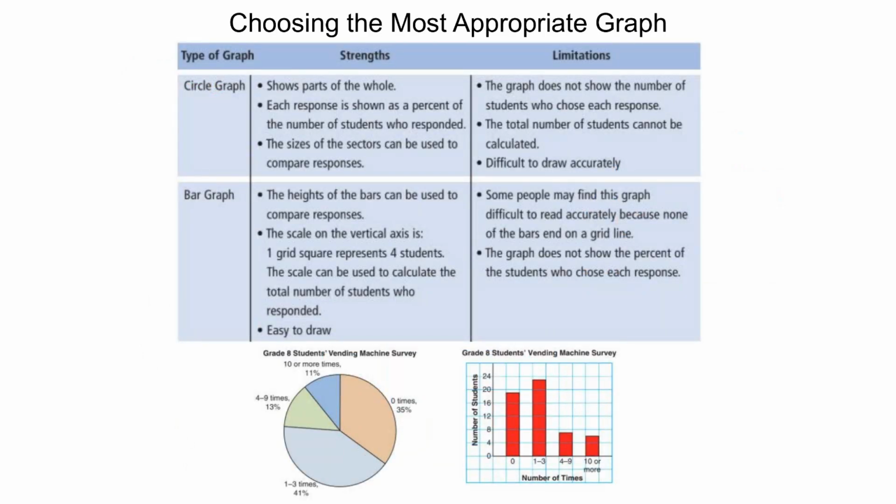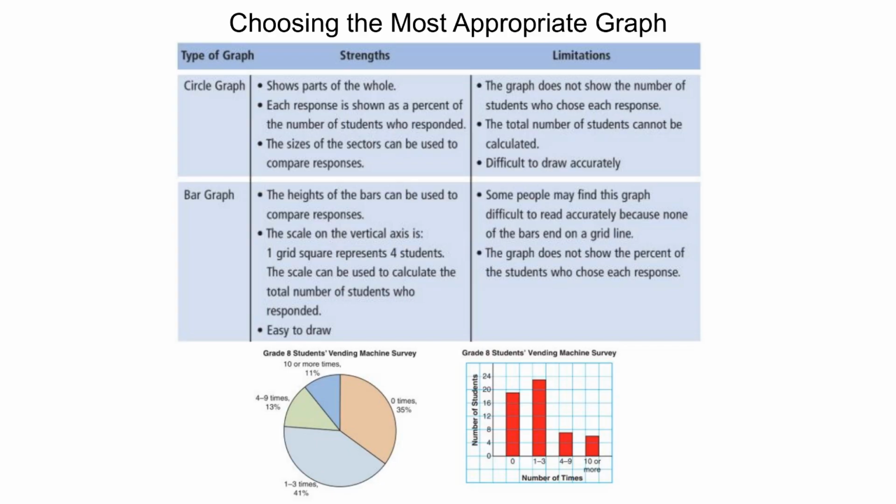So when we choose the most appropriate graph, a circle graph has some strengths. It shows parts of a whole. So if you're looking at how many out of something else, then a circle graph might be your best bet. Each response is shown as a percentage of the number of students who responded, and the sizes of the sectors can be used to compare responses.